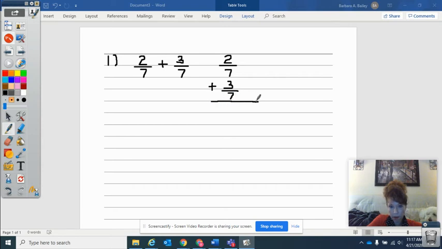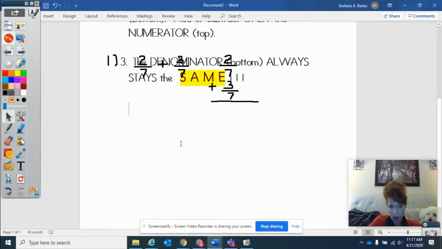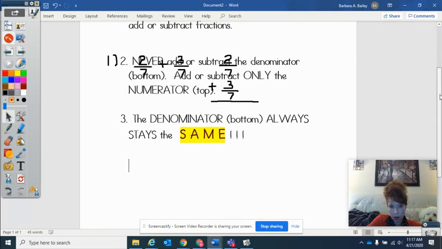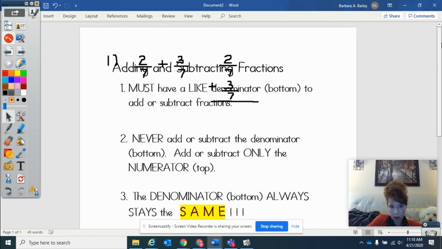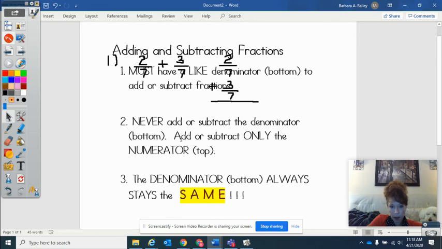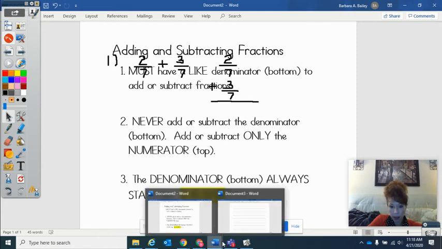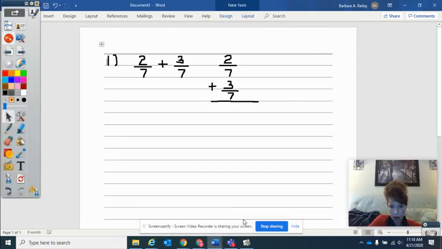Okay, now, remember our rules. Let's get back to our rules. Okay. Look at rule number 2. Never add or subtract the denominator, the bottom. Never add or subtract the denominator. Only add or subtract the numerator. The denominator always stays the same. So I shall go back to my example here.